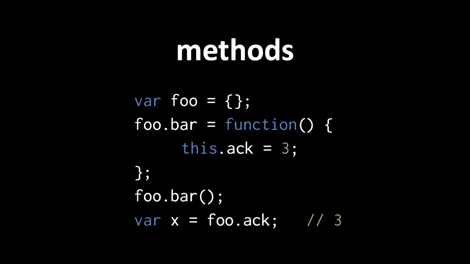To illustrate, here we assign an empty object to foo, and then assign a function to the property bar of foo. This function assigns the value 3 to the property ack of the special parameter this. So how does this get its argument? Well, when the function property is accessed via the dot operator or square brackets and then called, JavaScript passes the object to this. So when we invoke foo.bar, foo is passed to this, and so in the last line here, foo.ack has the value 3.